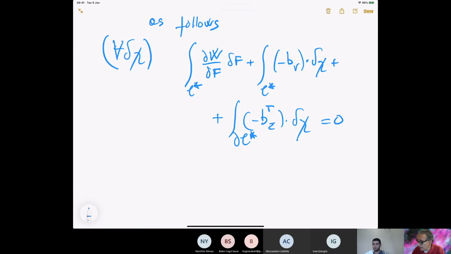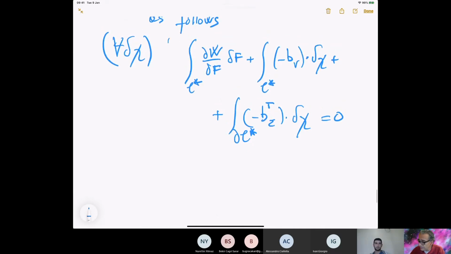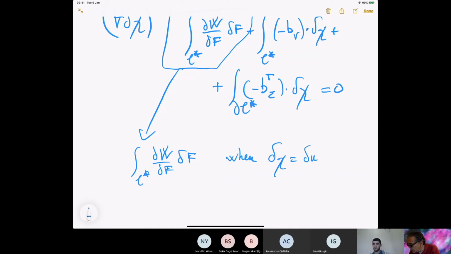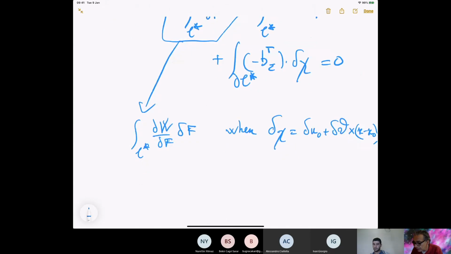Okay. Now let us consider the case when delta k is equal to delta u0 plus delta theta vector (x minus x0). Okay.